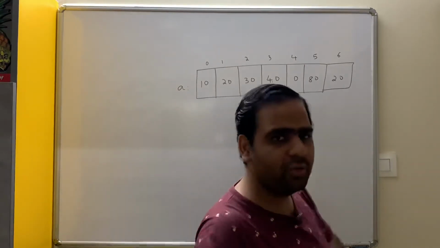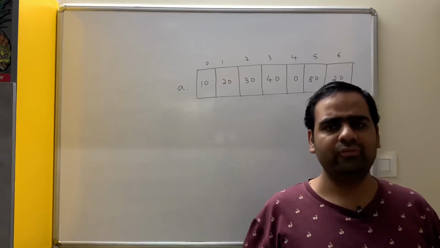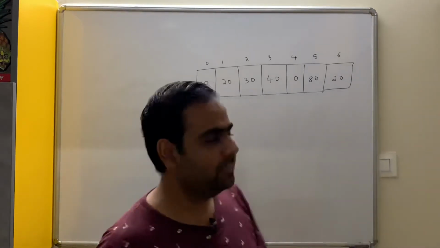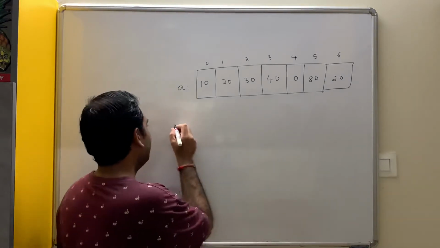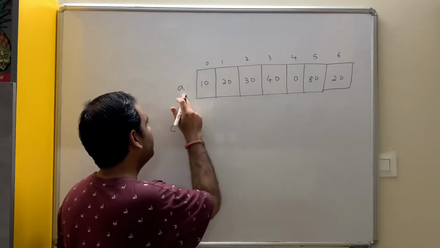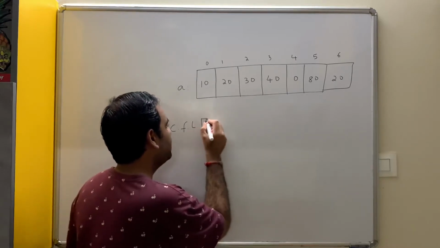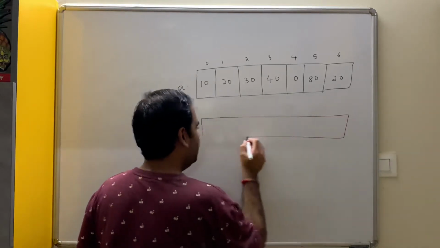Now, what is cumulative frequency? Cumulative frequency gives the sum till that point of time. Now, if I say cumulative frequency of this array, I want to calculate it from the LHS.